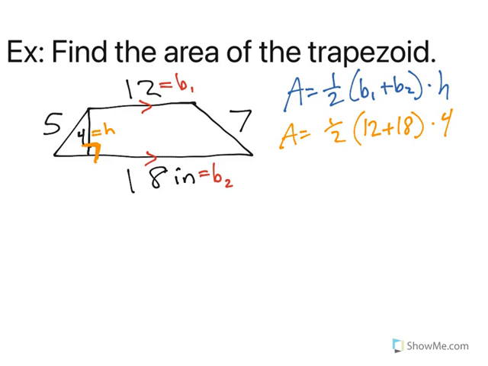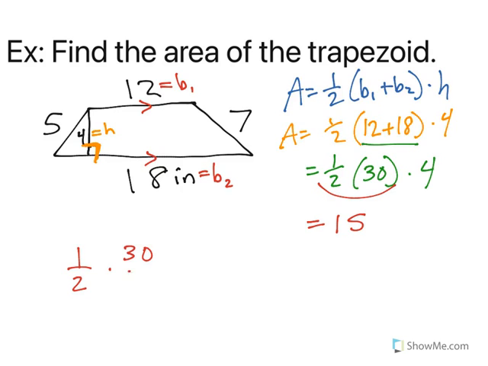So we have 1/2, base 1 is 12, base 2 is 18, the height is 4. Now we're going to use the order of operations. Inside parentheses, 12 plus 18 is 30. So 1/2 times 30 times 4. If you're using a calculator, you can just multiply these straight across, or you can do it step by step and say 1/2 times 30 is 15. You can think of that as half of 30, which we know is 15, or you can take 1/2 times 30 over 1 and say 2 goes into 2 one time, 2 goes into 30 fifteen times, and again it gives you 15. So we take 15 times 4, and we end up with 60 inches squared.